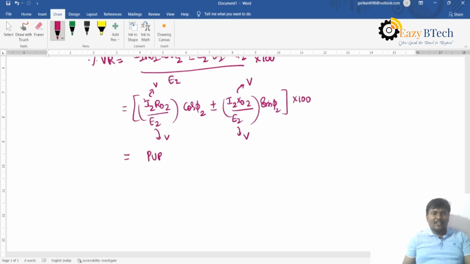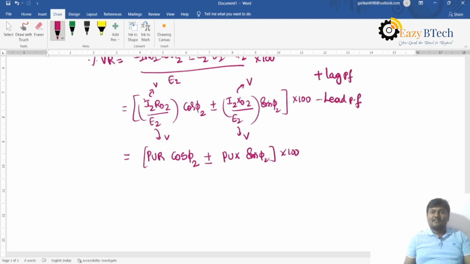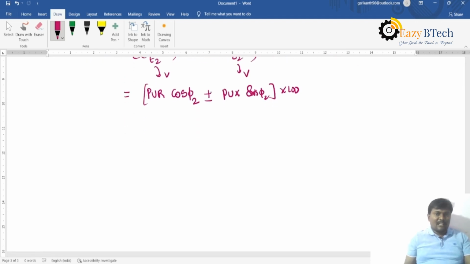So we can write it as a per unit resistance. The current which is multiplied with resistance, that's why it is called a per unit resistance. You should remember like this. The base value is EMF only. Plus or minus per unit reactance sin phi2 into 100. We know that plus is for lagging power factor and minus is for leading power factor. And if you multiply this by 100, now this is percentage R cos phi2 plus or minus percentage X into sin phi2. So per unit resistance multiplied with 100 is the percentage R, and this one is percentage X.